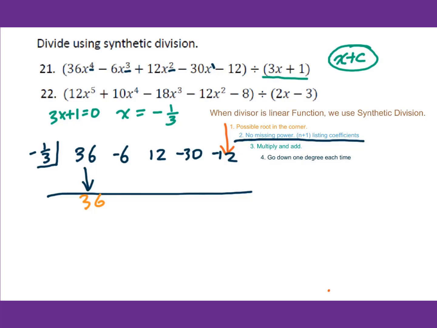36, we multiply by negative 1 over 3. You just do 36 divided by 3 times negative 1, so just change the sign. After you divide by 3, you got negative 12. Then adding negative 18, negative 18 divided by 3, that is negative 6. Then opposite is positive 6. So we got 18. That will be negative 6.